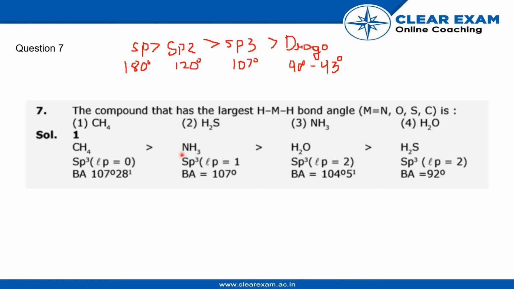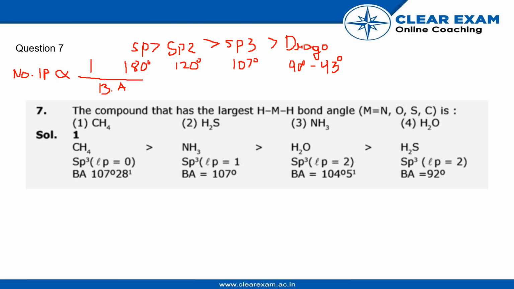So now we will check how many lone pairs are on the central atoms, and that's how we will compare the bond angle. In the case of CH4, there are 0 lone pairs, in NH3 there is 1 lone pair, and in H2O and H2S there are 2 lone pairs. And one more thing, the number of lone pairs is inversely proportional to the bond angle. So if there are more lone pairs, the bond angle will be smaller.